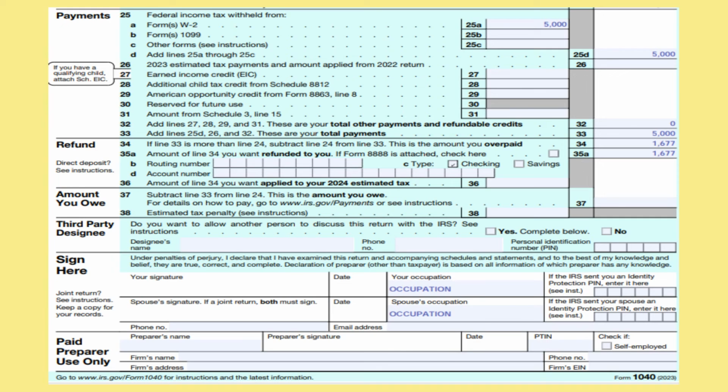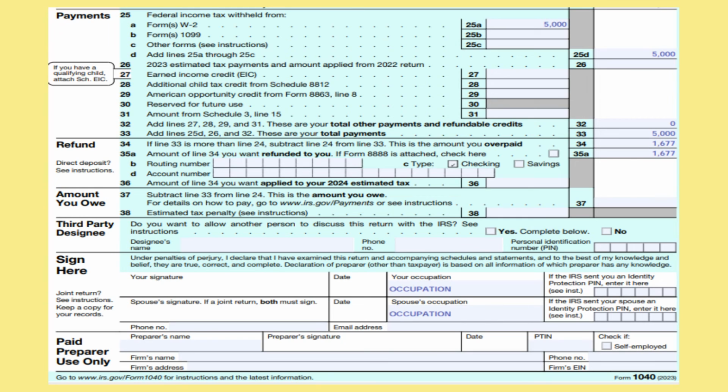And on line 33, add up your total payments, which is $5,000. If you have an overpayment, report that amount on line 34. In our example, it is $1,677. If you want it refunded to you, put that amount on line 35A. If you want it applied to your next year's tax, put that amount on line 36.